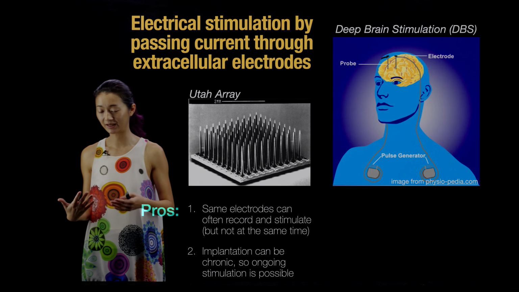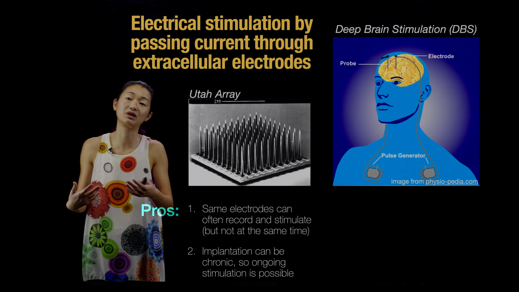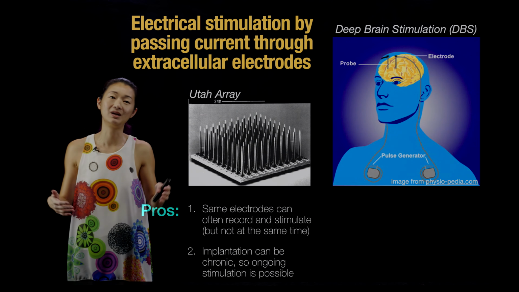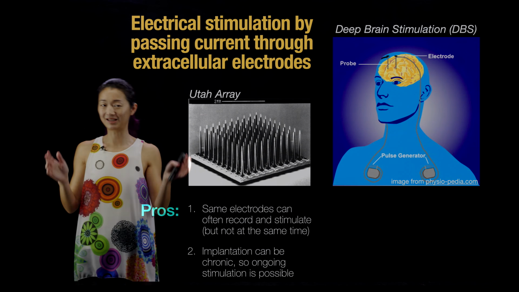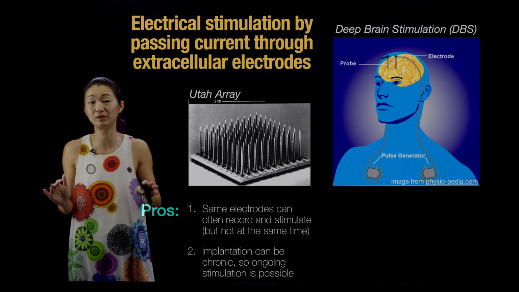Usually we can turn them on and record from them for a little while, then turn them off and stimulate. The stimulation usually causes a gigantic stimulation artifact, so nobody can record for a couple of milliseconds, and then it comes back. We can listen again. You can't do this simultaneously, but you can do them in the same electrodes, which is really cool, right?